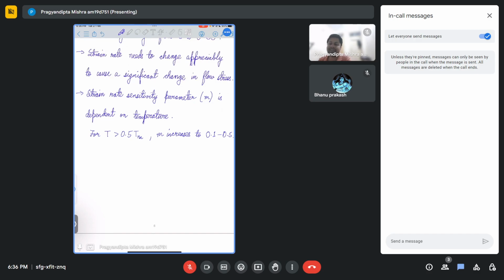So this is something that you can do. If you want to ensure that your flow stress is getting influenced by strain rate rapidly, you should increase the temperature to at least half of the melting temperature. So if you increase it beyond that, you will see that there's a sharp rise. Okay. So if I draw this curve here.